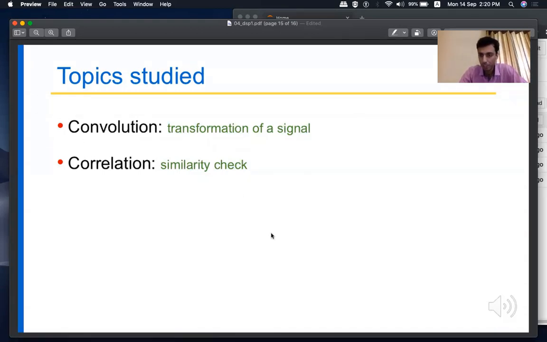Another question by Naman. Cross correlation gives us a vector. If so, then how do we recognize high correlations?